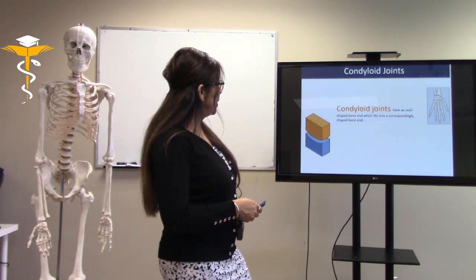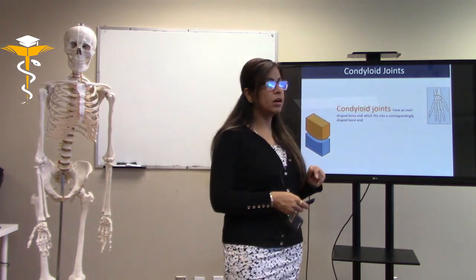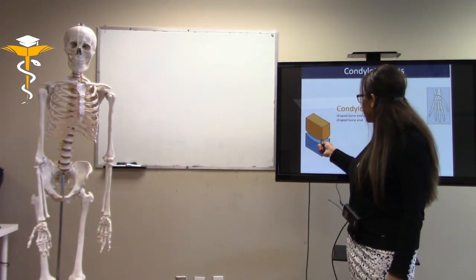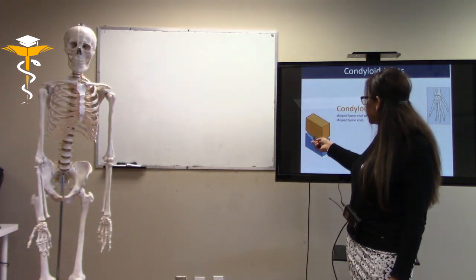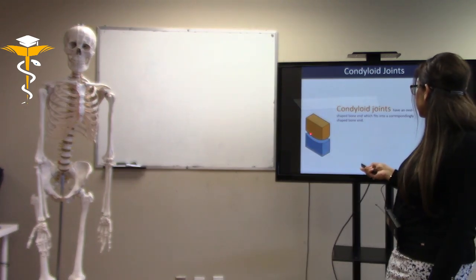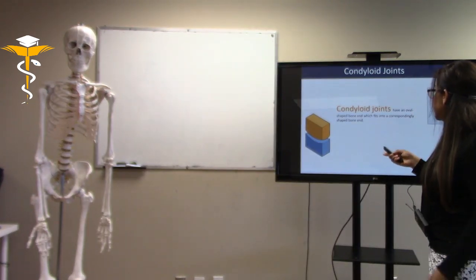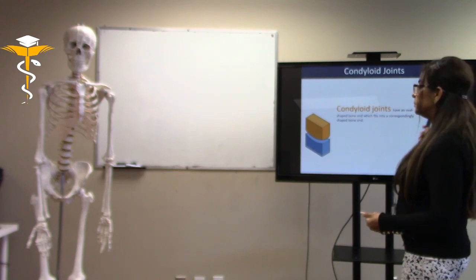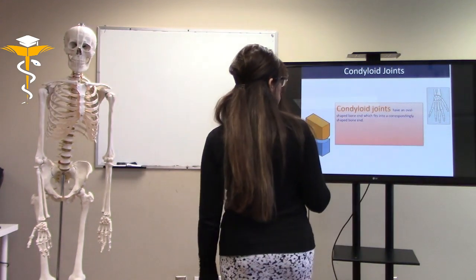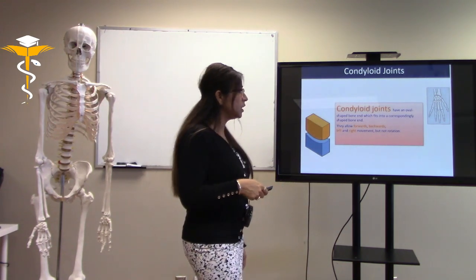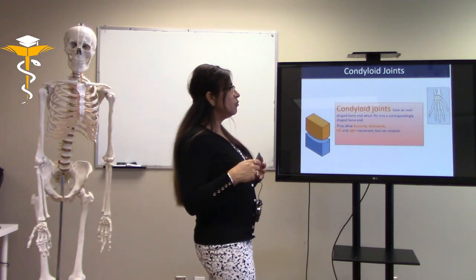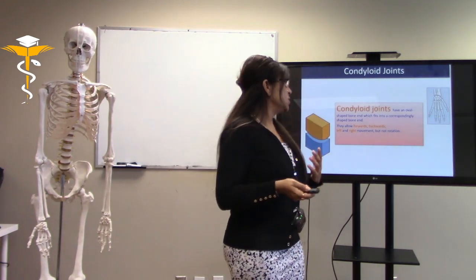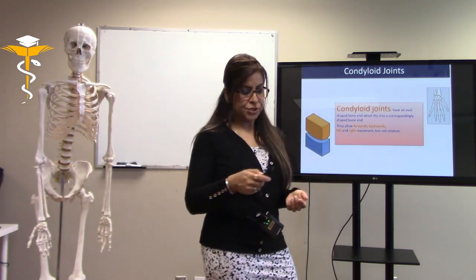The condyloid joints. As the name sounds, these have a concave and a convex part, joined together right here. You see, the ends fit into the corresponding bone. This particular joint allows movement forward, backward, left, and right. So it doesn't allow rotation. There's no rotation with the condyloid joint.